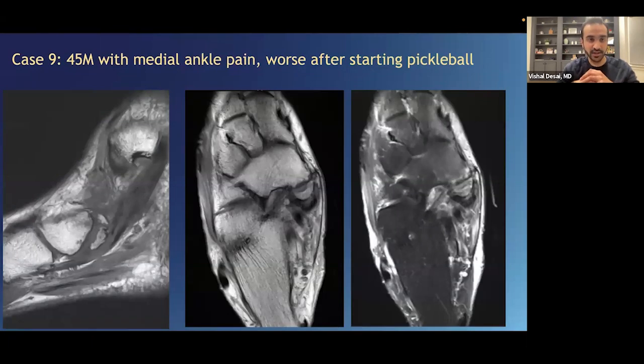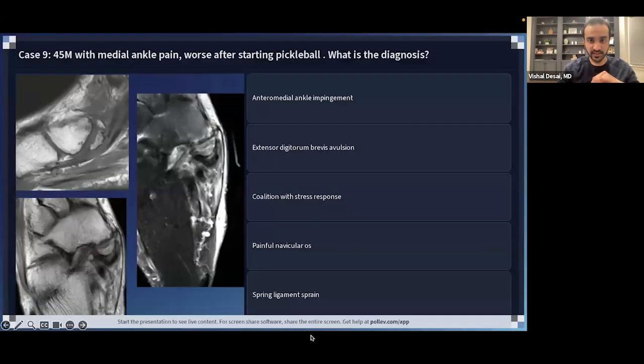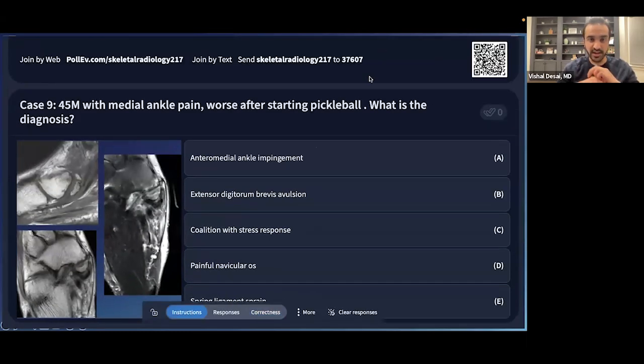Okay, last case for today. A 45-year-old male with medial ankle pain, worse after starting pickleball. Okay, so what is the diagnosis? Is this anterior medial ankle impingement, extensor digitorum brevis avulsion, a coalition with stress response, a painful navicular os, or a spring ligament sprain?